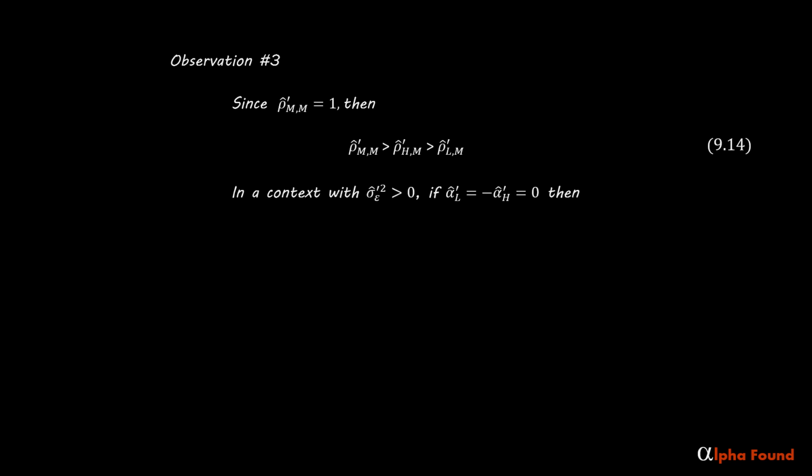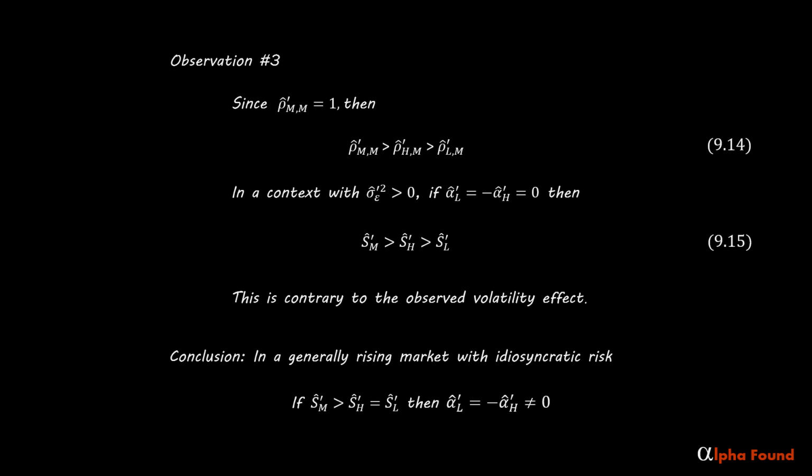Recognizing that the two portfolios have different correlations, the third important observation follows. The market portfolio, having a correlation of 1 with itself, will necessarily have a higher correlation than the high CAPM beta portfolio, which will have a higher correlation than the low CAPM beta portfolio. Therefore, in a context with idiosyncratic risk, if the realized alphas are 0, the relationship between the Sharpe ratios is necessarily as shown on the screen. This is contrary to the observed volatility effect. The conclusion is, in a generally rising market with idiosyncratic risk, if the Sharpe ratios of the high and low CAPM beta portfolios are equal, the alphas are not 0.